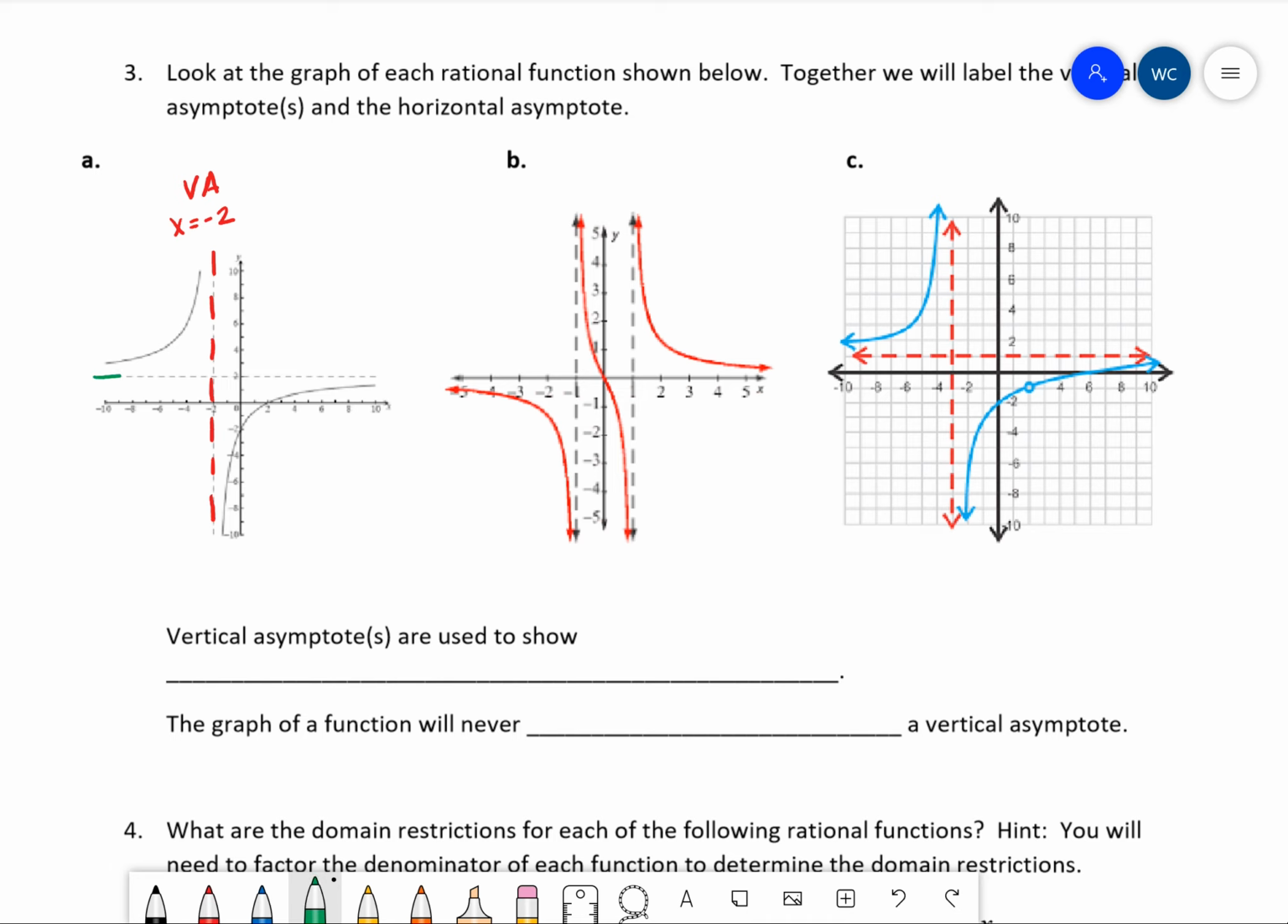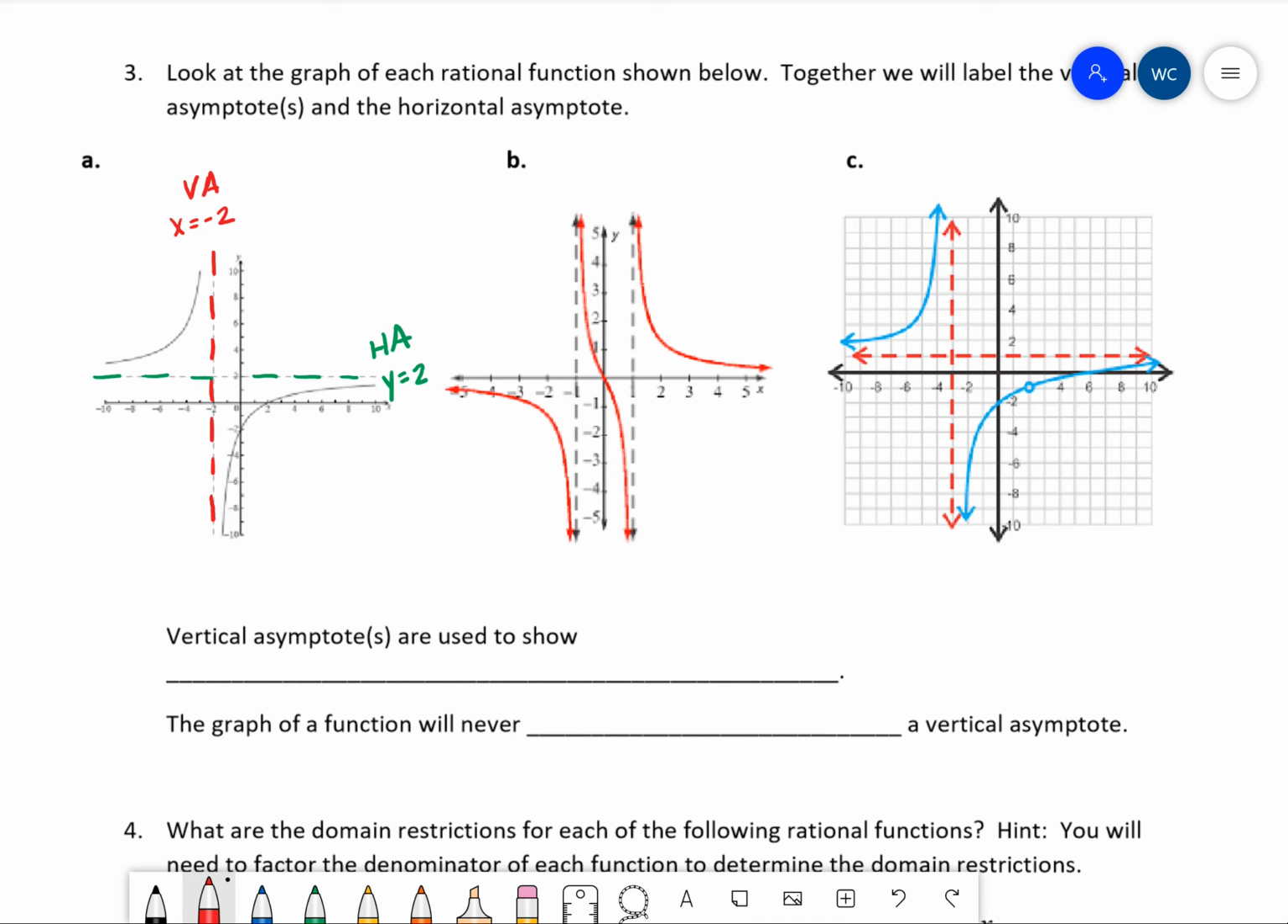Now I'm going to find my horizontal line. I'm going to double check where he goes through. And in this case, I have a horizontal asymptote at y equals 2. Okay, so it's very important to pay attention to the scale as well.